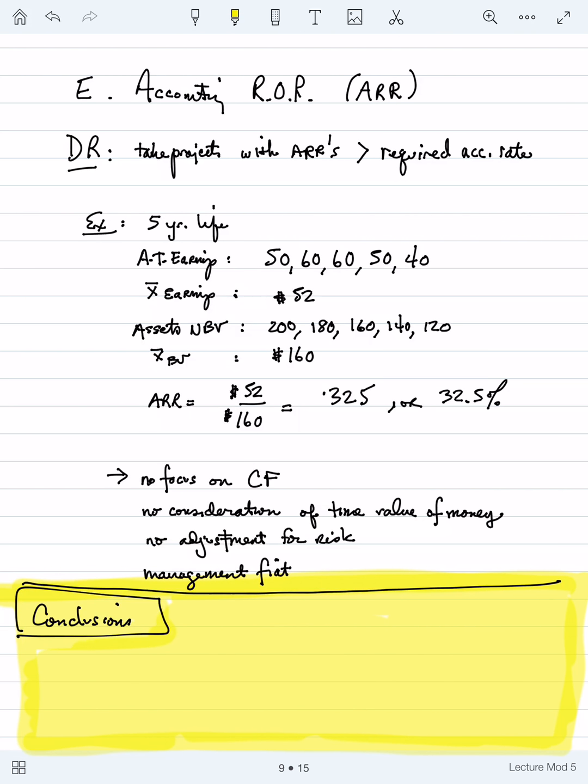So, right here you've got the variety of capital budgeting techniques, and you should be able to understand basically their strengths and their weaknesses. We've discussed 5 methods: the NPV rule, a profitability index, an internal rate of return rule. Then we dealt with payback, and briefly I mentioned the discounted payback also. And we did accounting rate of return.